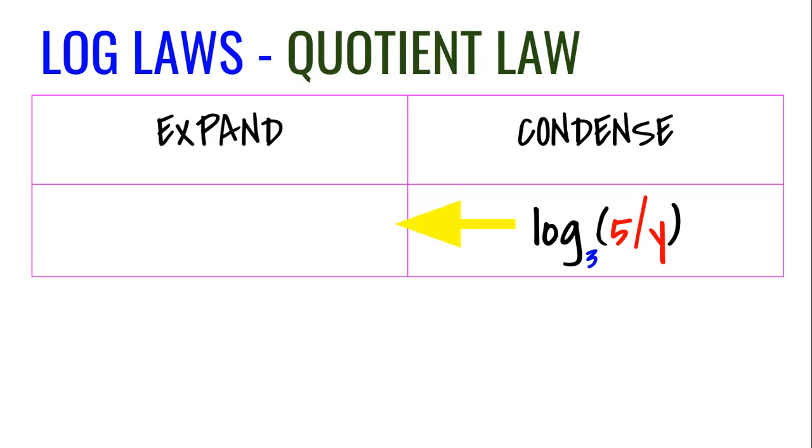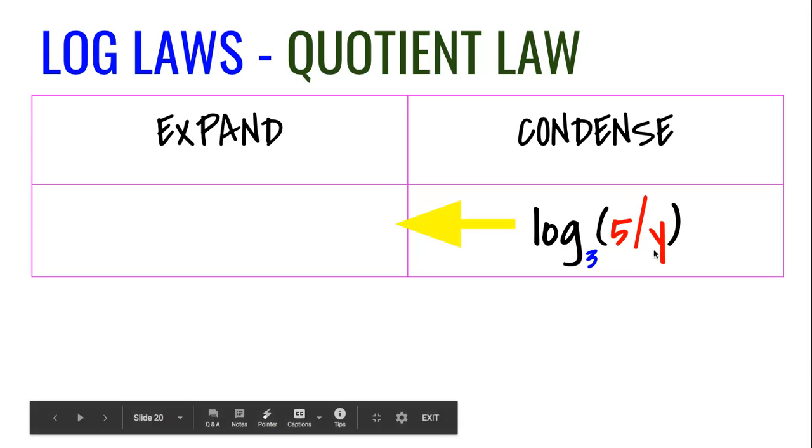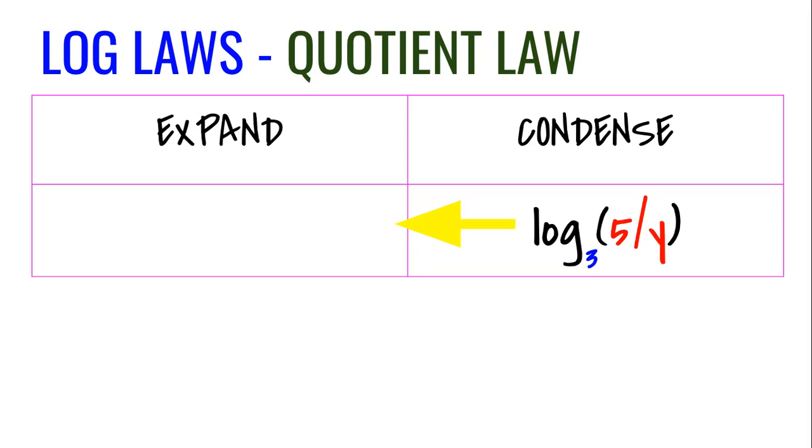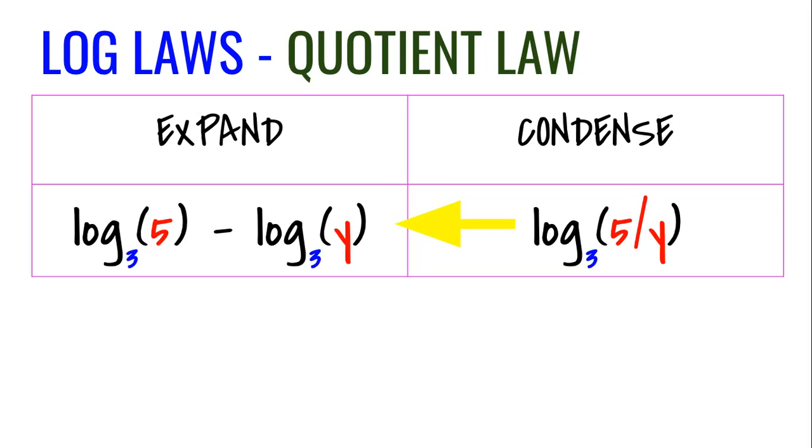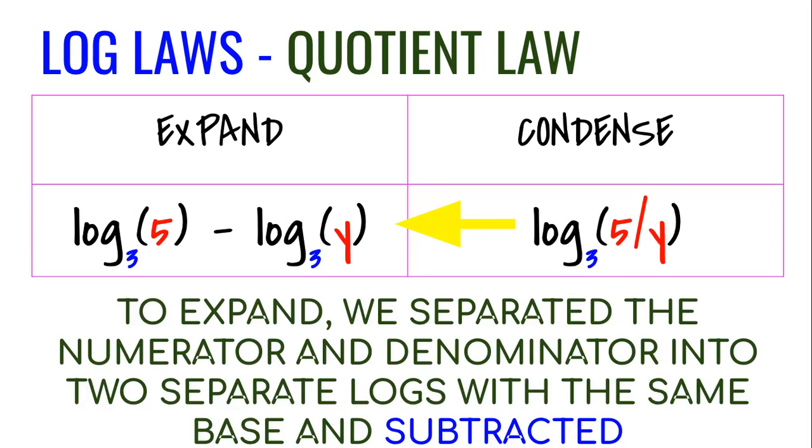2 more log laws. Quotient law. We know that this is quotient law because we see division. Look to see how it looks when it's expanded. It's going to look different than our product law. Can you see the big difference? Just like before, we're separating the numerator and denominator, or before it was the factors, we're separating these numbers into 2 separate logs with the same base, but this time we're subtracting.